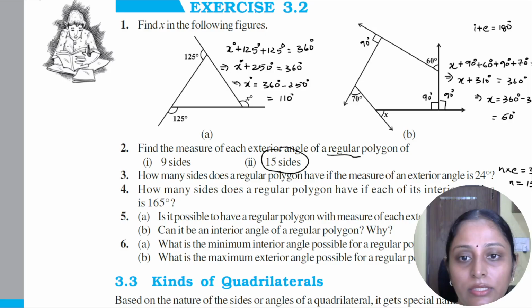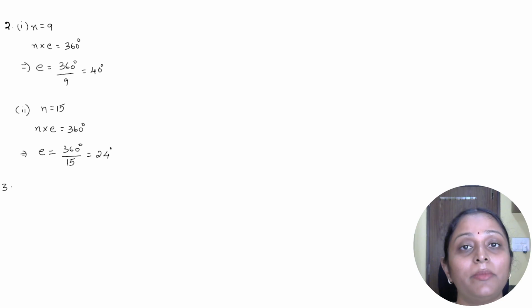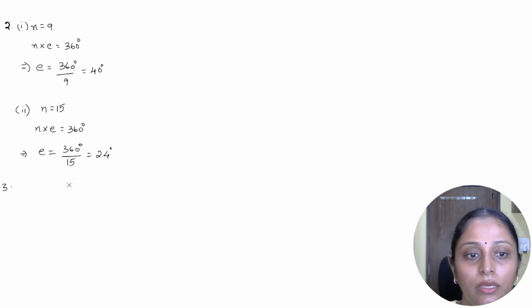Now how do we solve this? Let us look at this. They're saying that it is a regular polygon and interior angle measure is 165. Okay. So third is done. Fourth one, interior angle is given as 165 degrees.